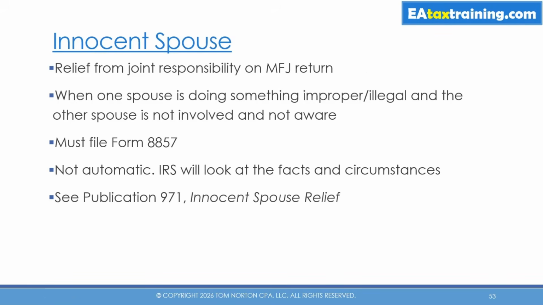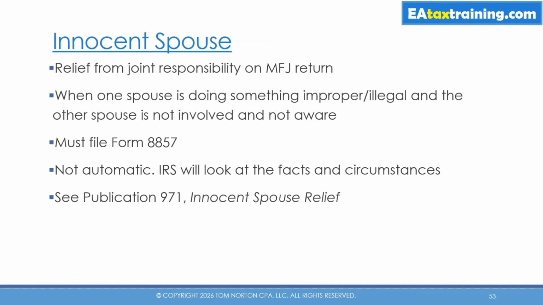So what is an innocent spouse? Well, normally, of course, if you are married filing jointly, you are jointly and severally liable for the tax on the return. Both parties are responsible for the tax on that return. The IRS can go after either or both of them to get that money. But when one spouse is doing something wrong or illegal, and the other spouse is not aware of it and is not involved in it, that spouse can file as an innocent spouse.